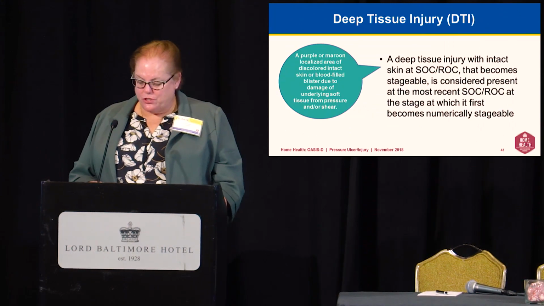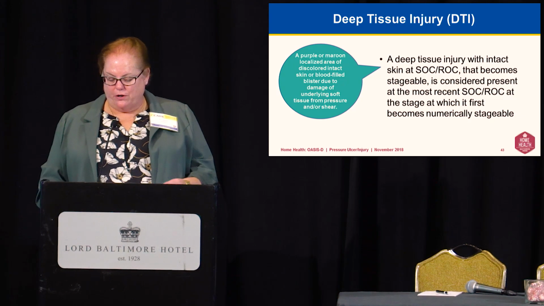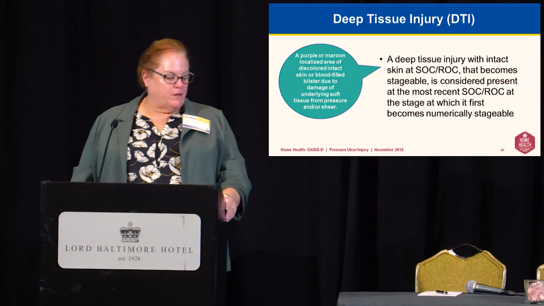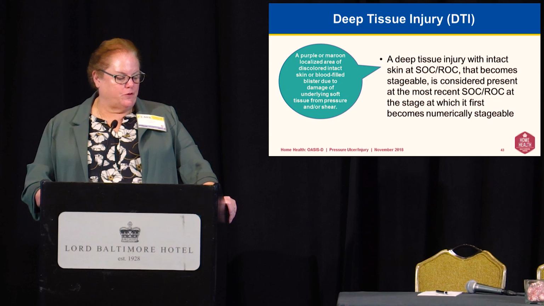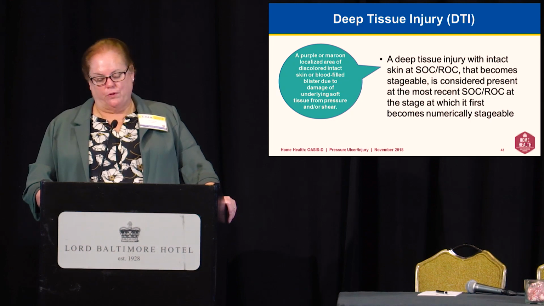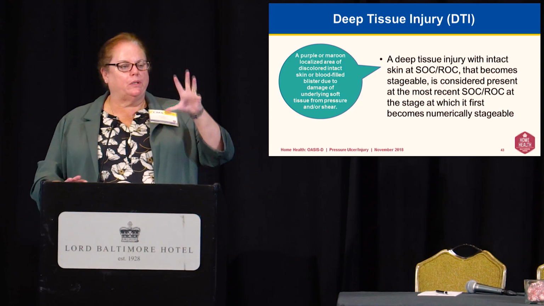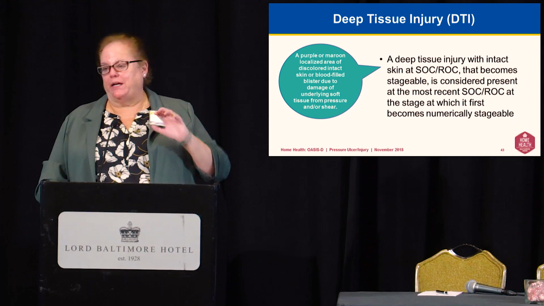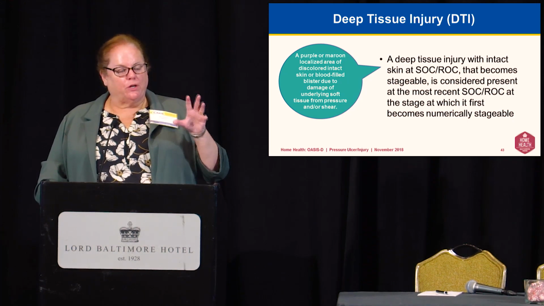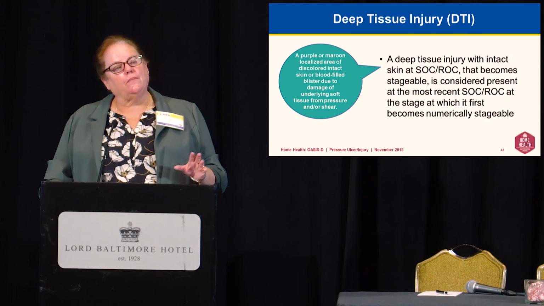So let's talk about deep tissue injuries. A deep tissue injury with intact skin at the start of care or resumption of care that becomes stageable is considered present at the most recent start of care or resumption of care at the stage at which it first became numerically stageable. So again, this is another scenario. We have this deep purply red deep tissue injury, let's say on a heel. So that's what we're going to call it, right? A deep tissue injury on the start of care.